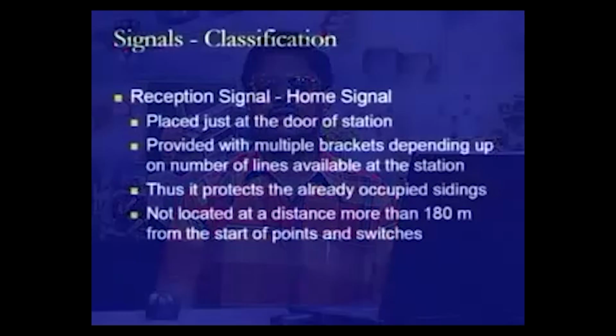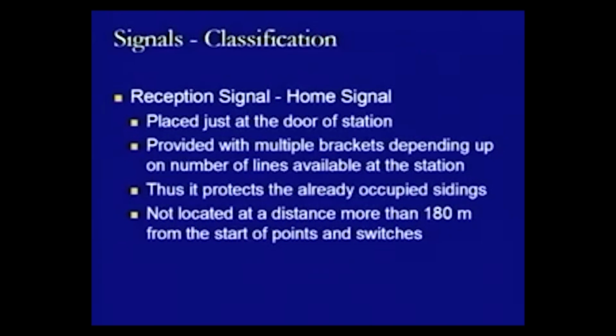And it is not located at a distance of more than 180 meters from the start of points and switches. That is a condition that if this signal is being provided, just after crossing this signal the train will start taking a turn and will occupy that siding or track for which the signal is being given. So, therefore, there is a provision of points and switches to make this turn from the main track, and the signal is to be provided at a distance not more than 180 meters from the location of points and switches.